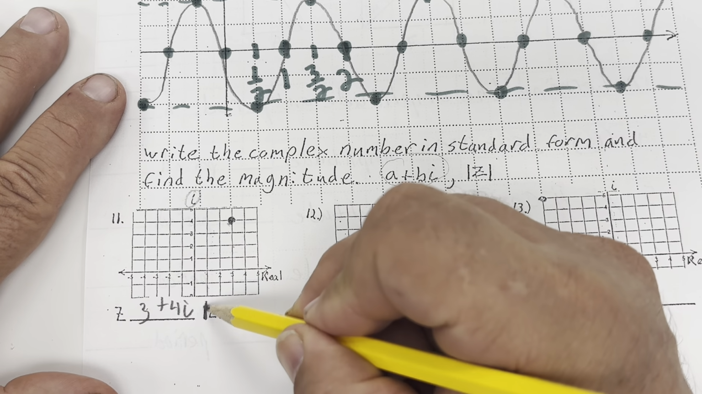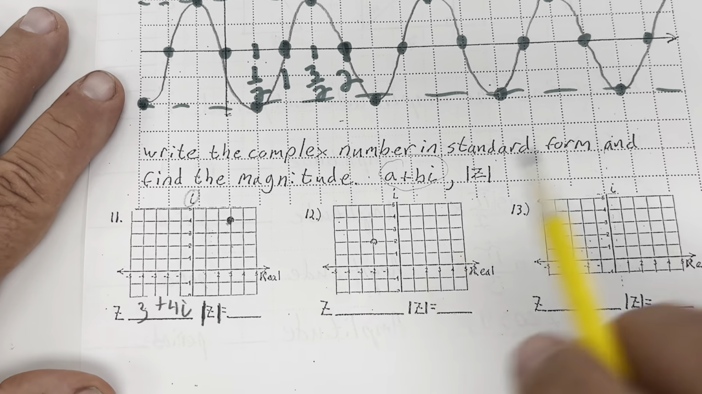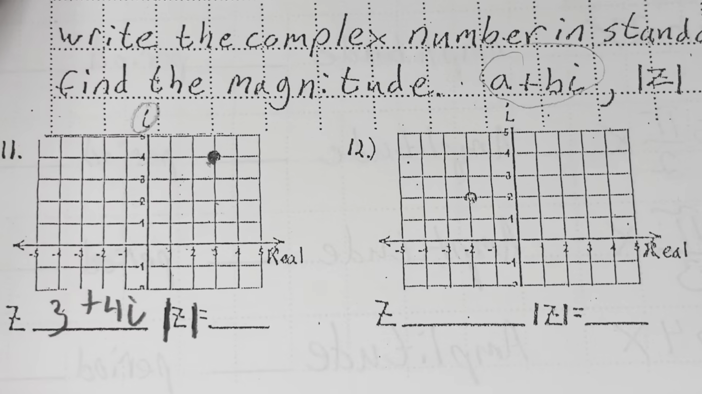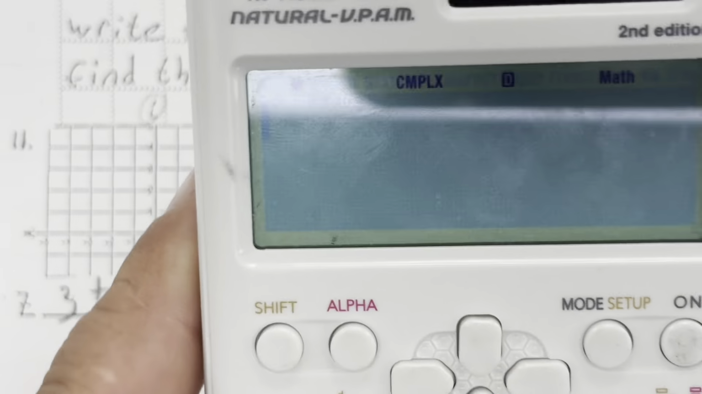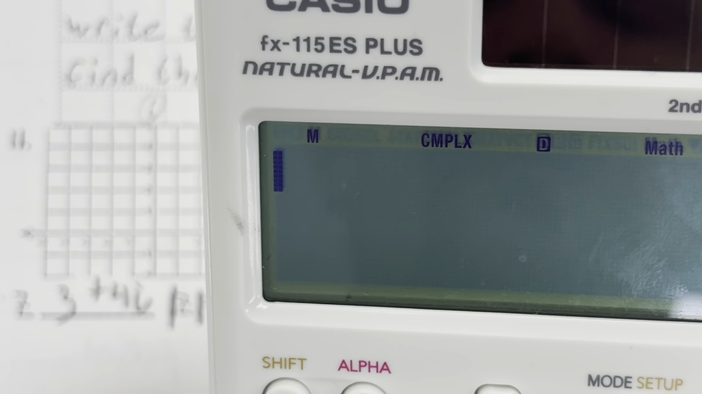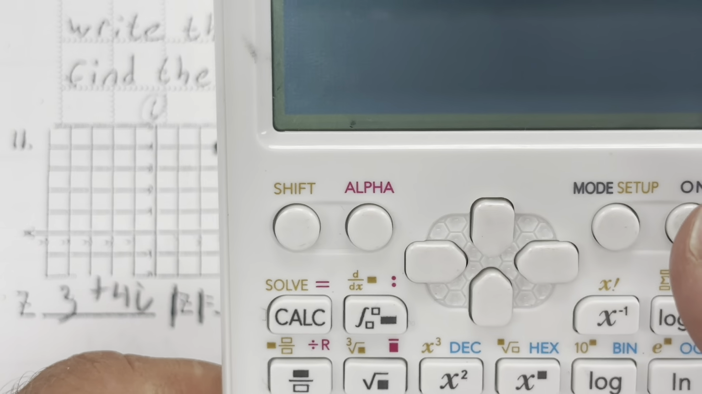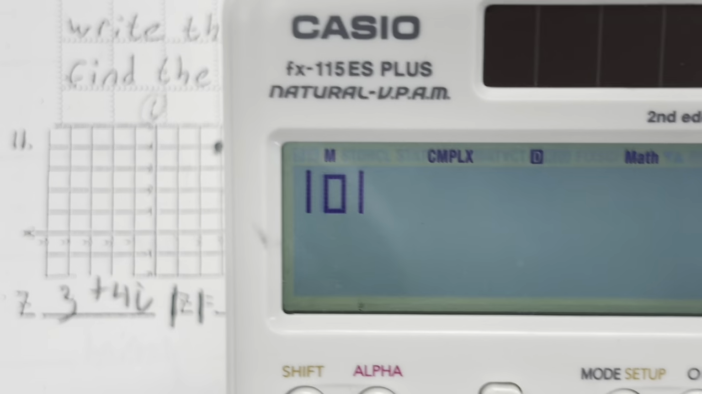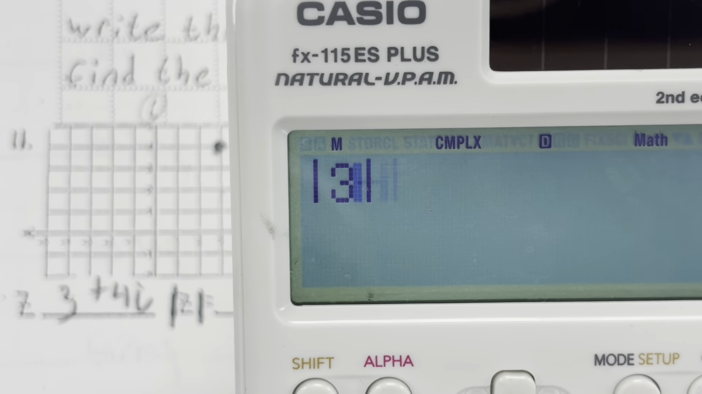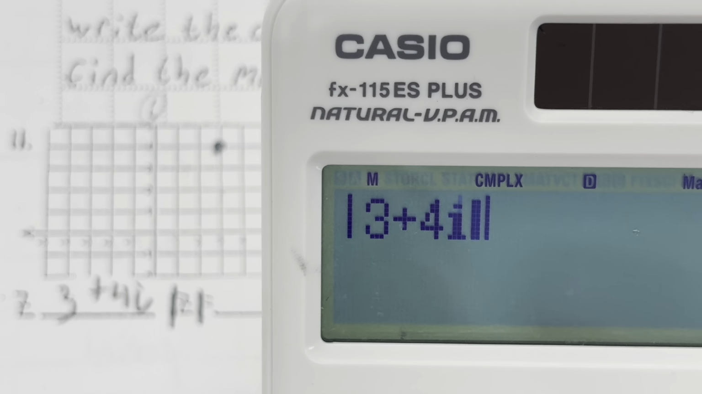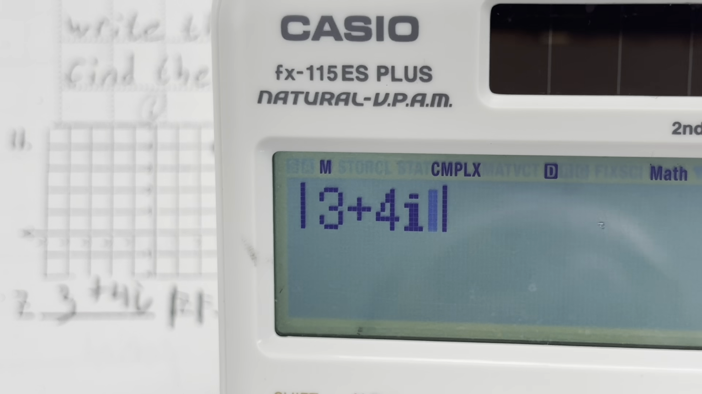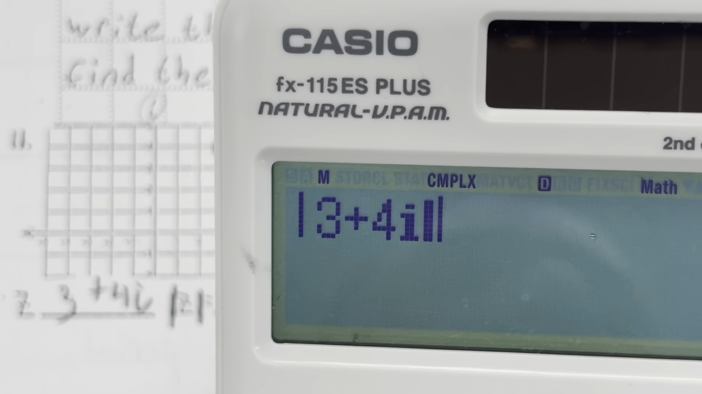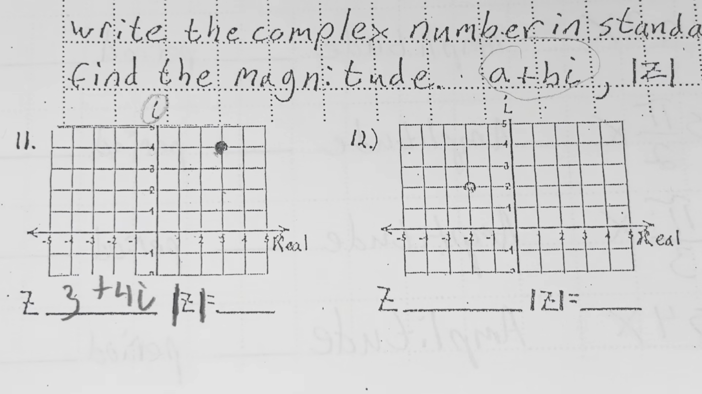Now it wants me to find the magnitude or the absolute value of z. So the magnitude or absolute value of that would be in mode 2, shift hyp, and notice it says absolute value there. Shift hyp will get you the absolute value bars. And then we just type in 3 plus 4 i, because you have to be in imaginary mode or complex mode to do this. Hit equals, and your magnitude is 5.